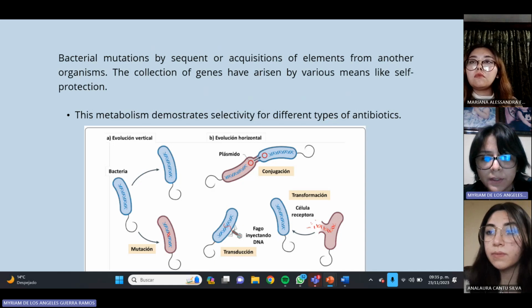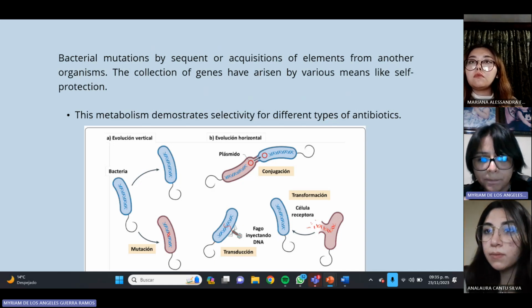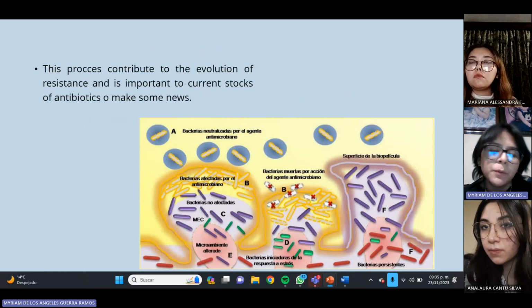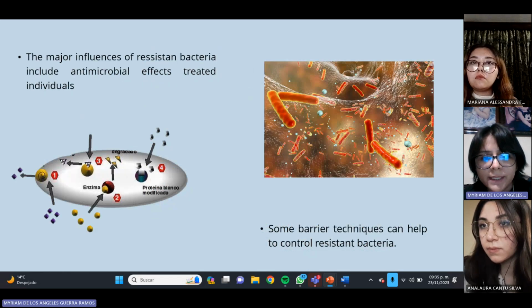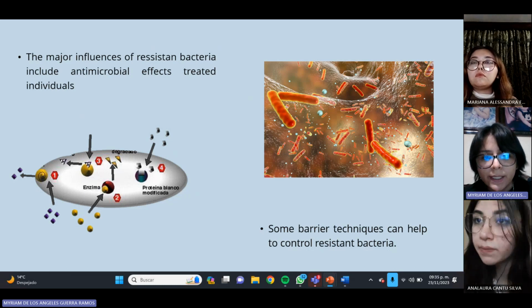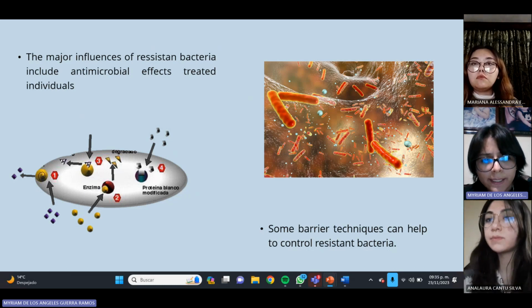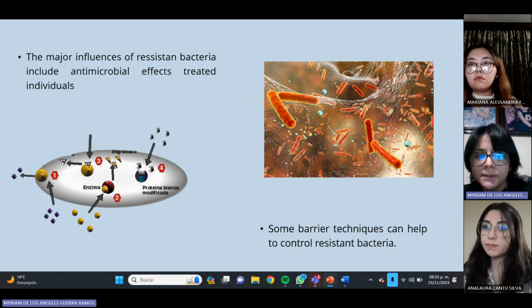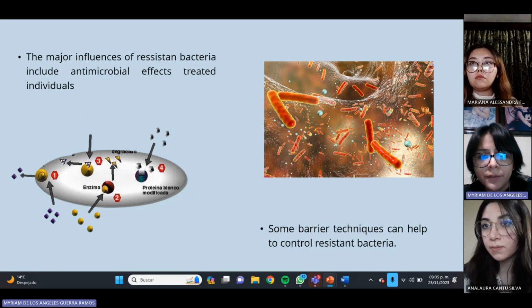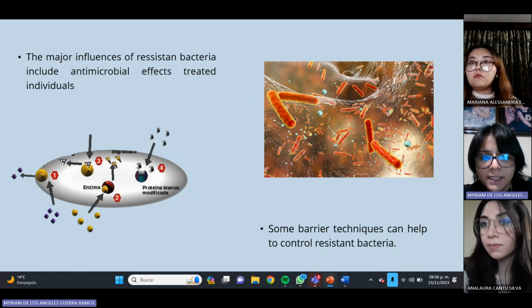It is very important to conserve current stocks of antibiotics and make some new ones. The major influence of resistant bacteria includes antimicrobial effects and threats to individuals. Some barrier techniques can help to control resistant bacteria, and all the reports agree that careful, discriminate use of antimicrobial agents is needed for minimizing the problems.